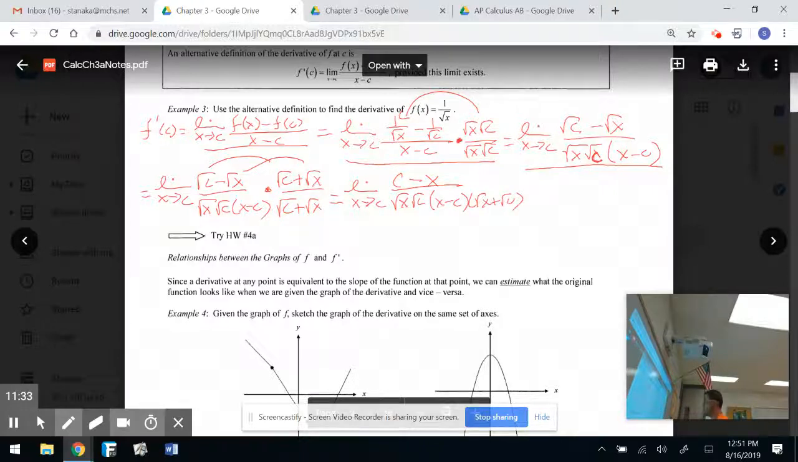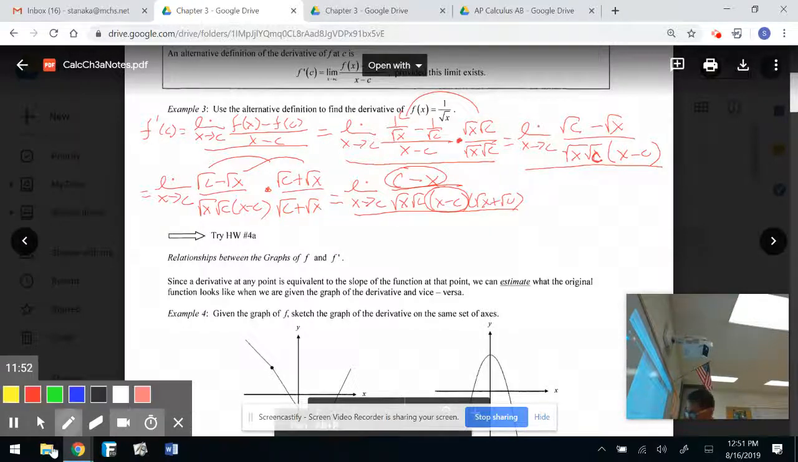What is going on? Oh my gosh, if I plug in a c, I get 0 over 0, but oh snap. Kind of looks like I can cancel something out there. But they're not exactly the same thing. So what am I going to do? I'm going to take a negative out of the numerator and then check out this cool stuff that happens.